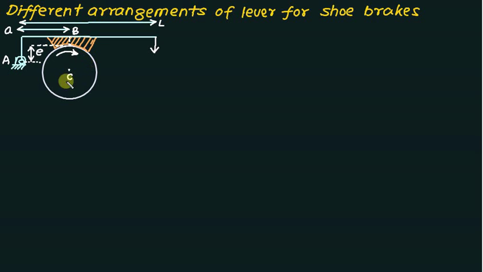If the drum is rotating in this direction, then the friction is developed here. So friction is going to develop in the opposite direction. As far as the drum is concerned, the friction will act in the opposite direction, like this one. And for the lever, the friction force will act in this direction. But suppose the drum is rotating in the opposite direction, in the anticlockwise direction. Then to stop the drum, the friction is going to act in this direction, whereas this contact member will experience a friction force in the rightward direction.